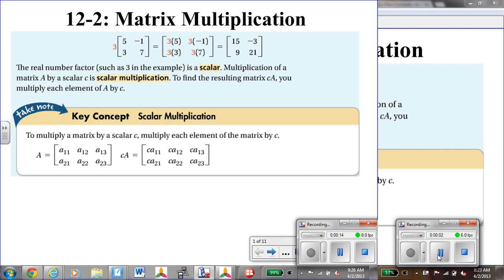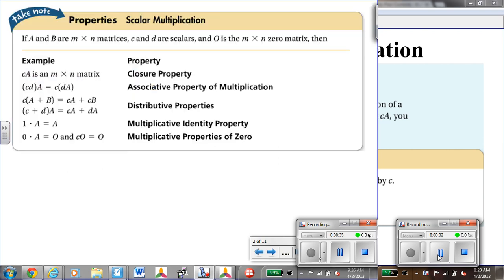You can multiply a single number through a matrix. So if you get something like this example at the top, where they have this 3 on the outside of the matrix, it's real simple. You're going to multiply the 3 times every entry inside of it. So that's one type of matrix multiplication. It's called scalar multiplication. You just take a number and you multiply it through all of the elements of the matrix. We have scalar multiplication properties, again, that you're going to need to know.